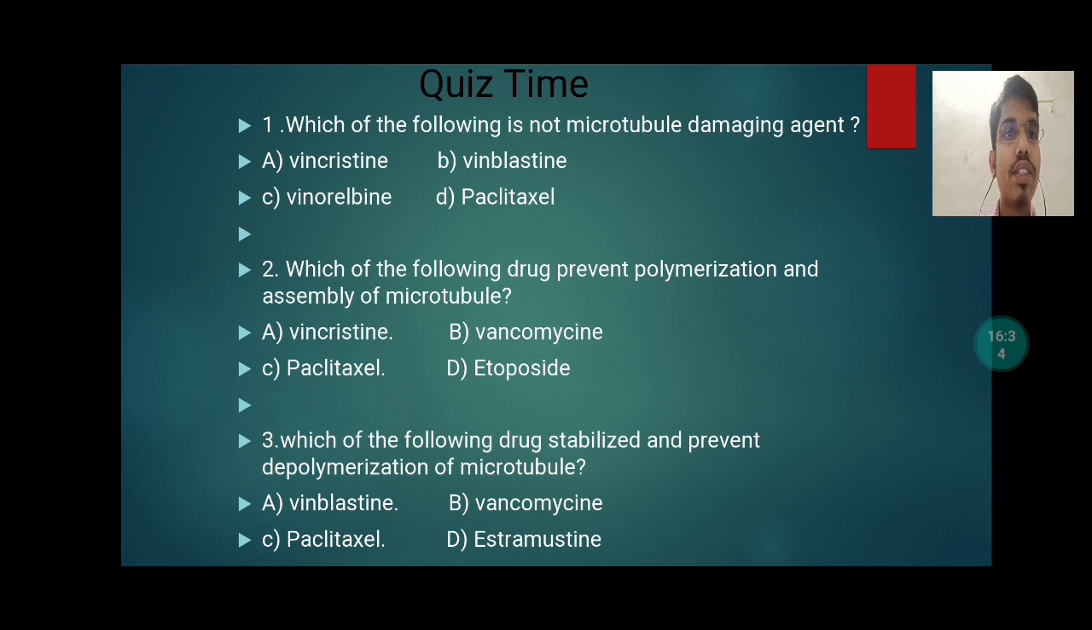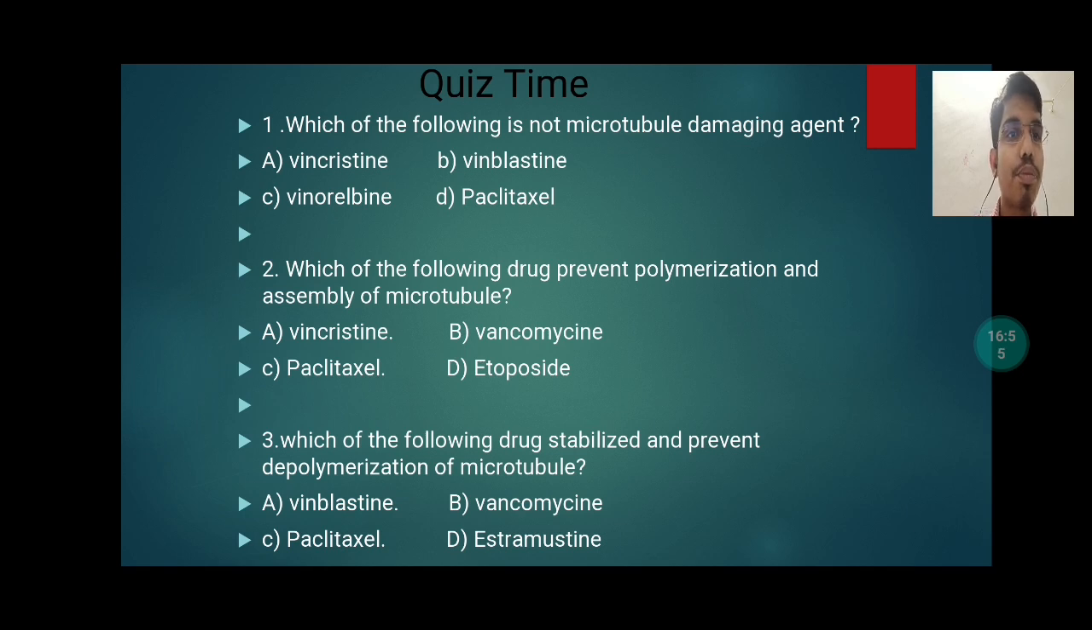So guys, this is quiz time. The first question is: which of the following is not a microtubule damaging agent? In the classification, we see that vincristine, vinorelbine, and vinblastine, all three are microtubule damaging agents. But paclitaxel is not a microtubule damaging agent. It is a taxane.